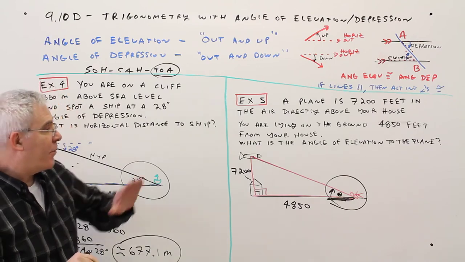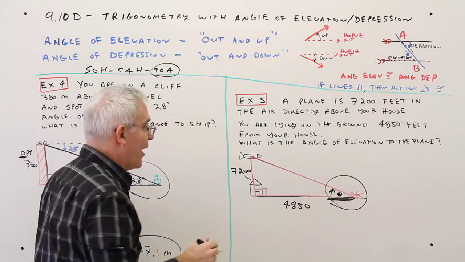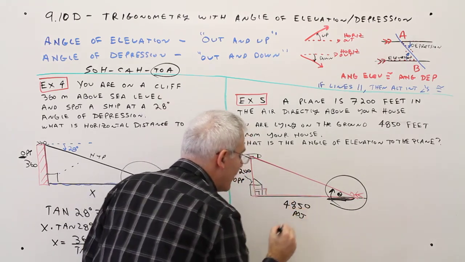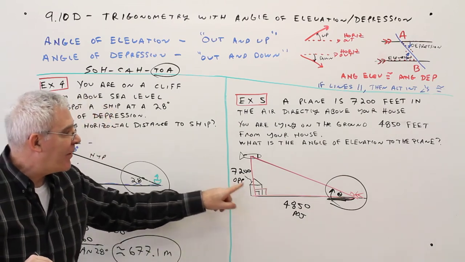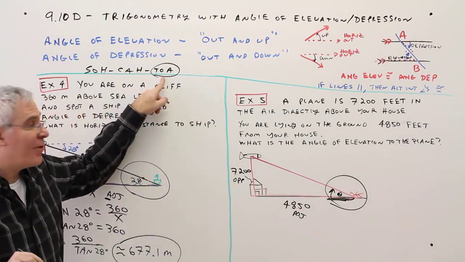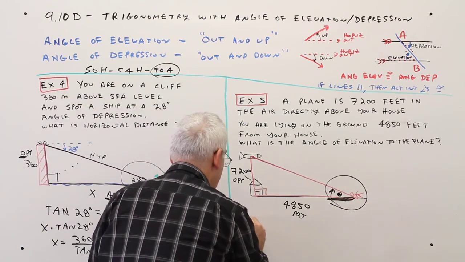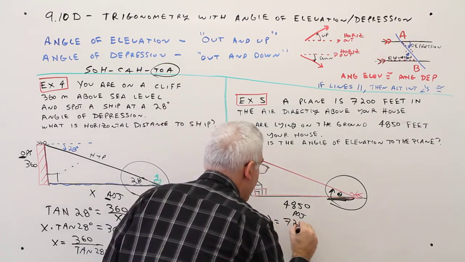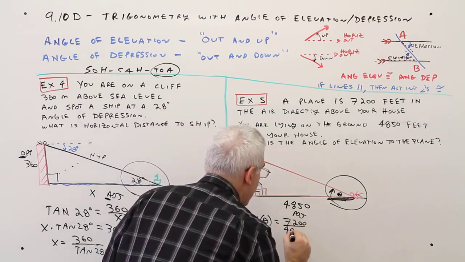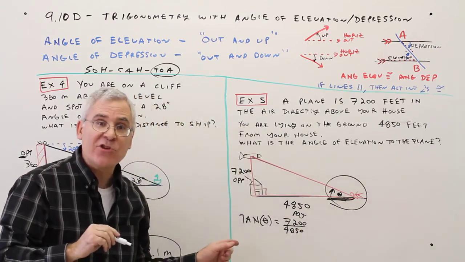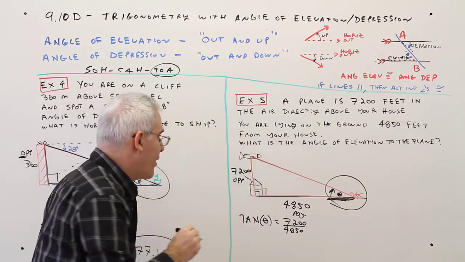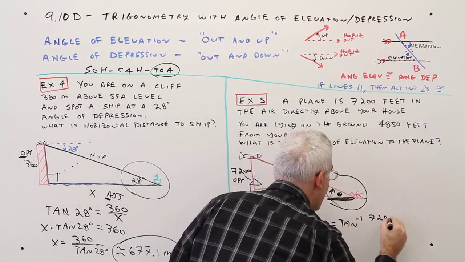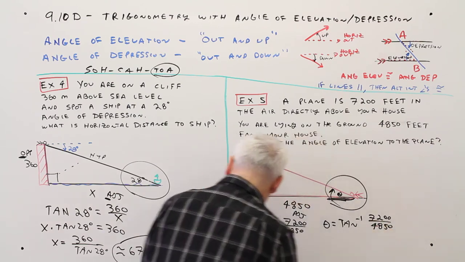All right, so theta is my reference angle. I'll start labeling. Again, you're the hypotenuse, you're the opposite, you're the adjacent. So once again, opposite and adjacent, tangent from TOA. So I'll write my equation. The tangent of angle theta equals the opposite 7200 over the adjacent 4850. What undoes tangenting? Inverse tangenting. So theta will be the tangent inverse of 7200 over 4850.